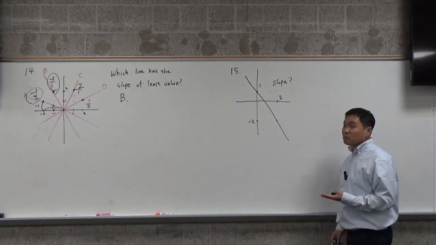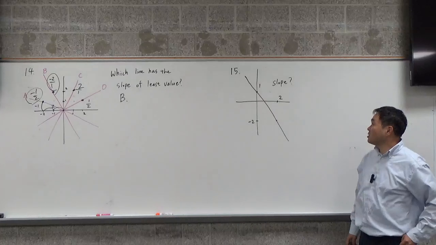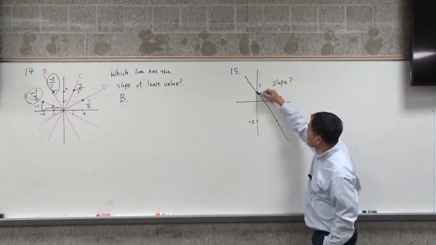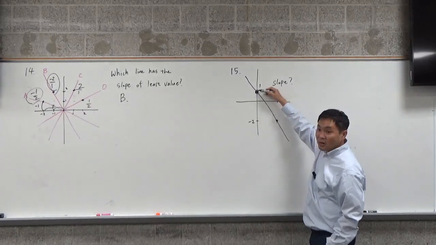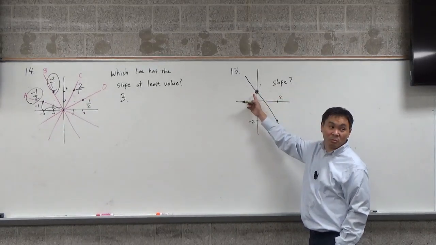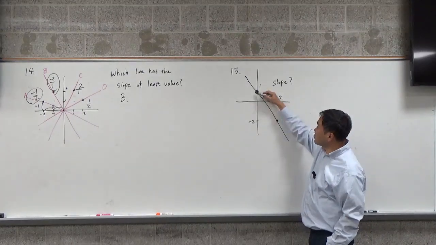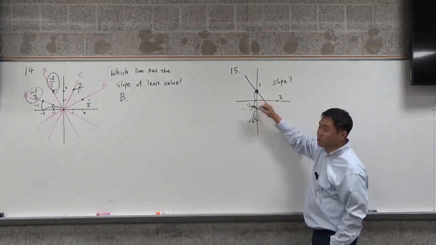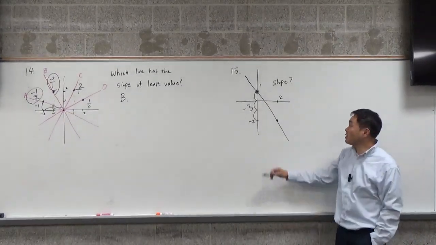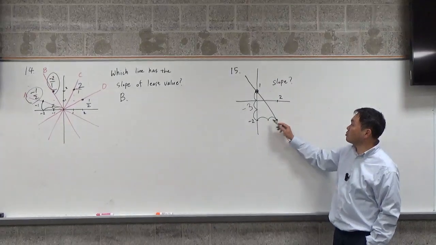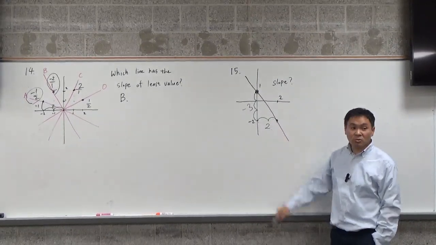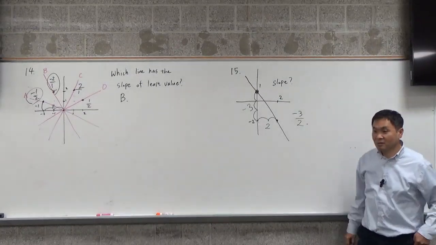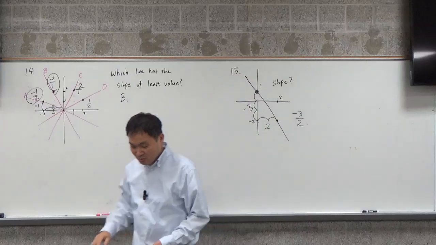Okay, here's a similar kind of question. You're given a line and you have to find out its slope. And again, you just have to figure out the rise over run going from one of the points to another point on the line. So here, to go from 1 to negative 2, you have to go down by 3. So rise is negative 3. And then to run from 0 to 2, you get positive 2. What's the slope? Negative 3 over 2. So these are simple questions.